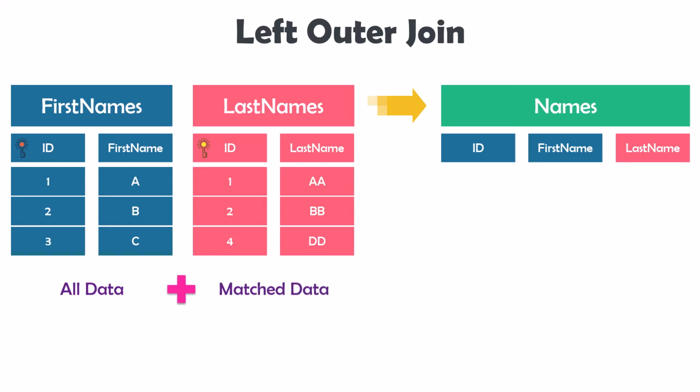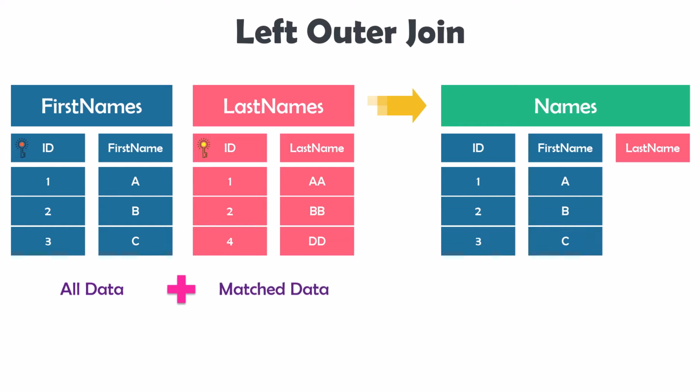It means, I should have all rows from the first table in the output table. And for each row, I want to get the matched data from the second table, where the ID is the same. As you see, I have the IDs 1 and 2 in both tables, therefore I will get the last name from the second table. But for the ID 3 there is no matched data in the second table, therefore I will get an empty value as last name. This is what left outer join means and which result I expect using it.